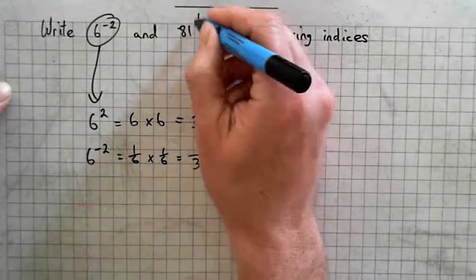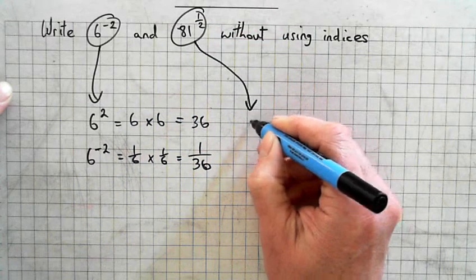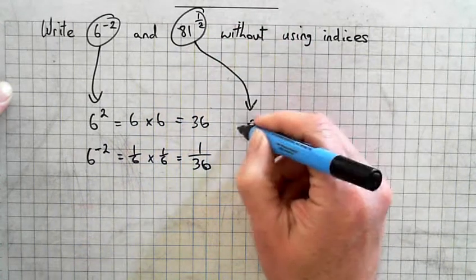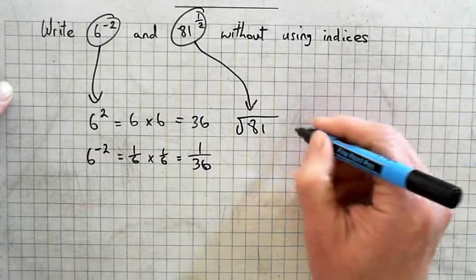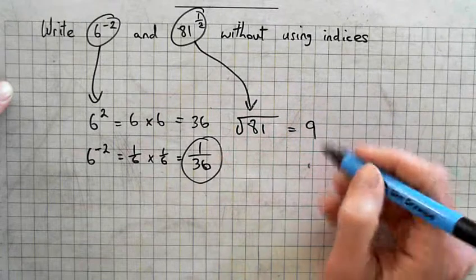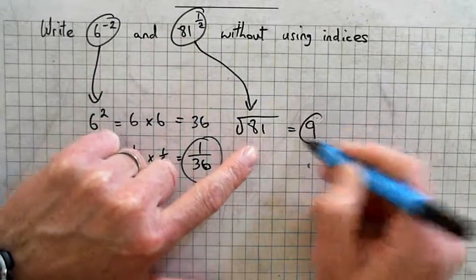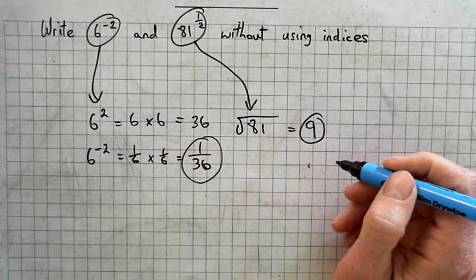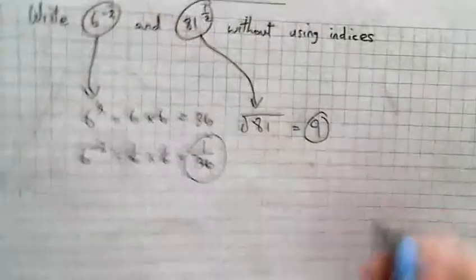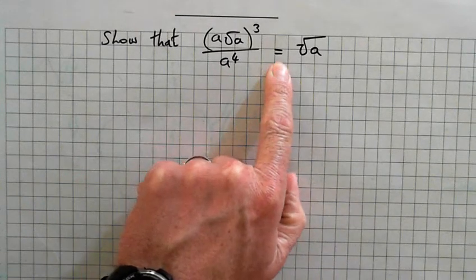Okay, so we'll do the next bit. 81 to the power of half. Well, to the power of a half is the same as the square root. The square root of 81 is 9. There are my 2 answers: 1 over 36, and over here 9.